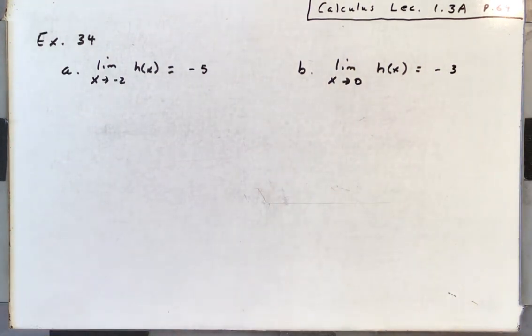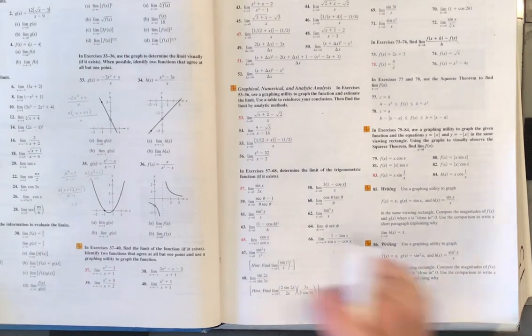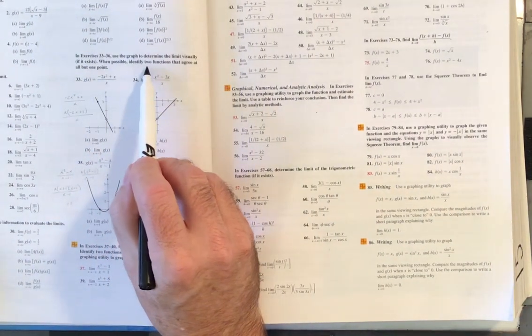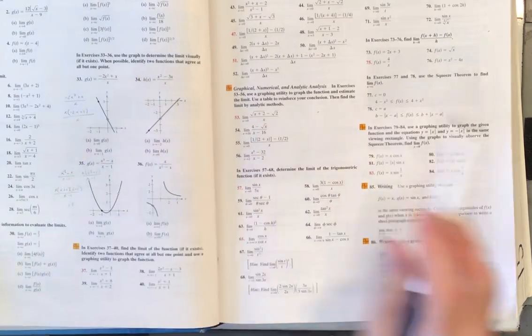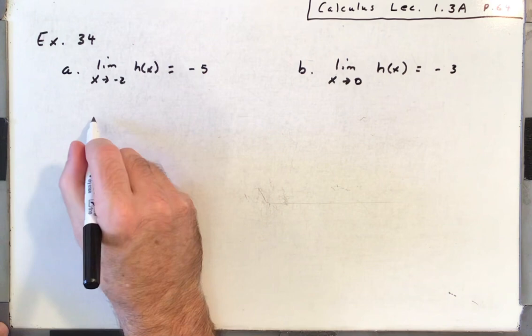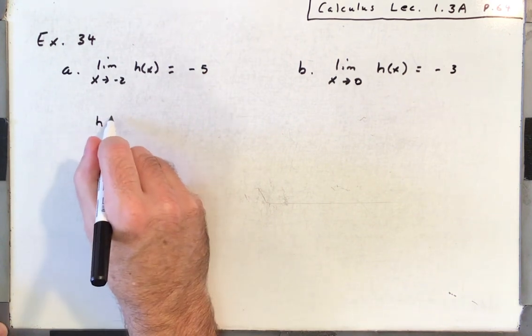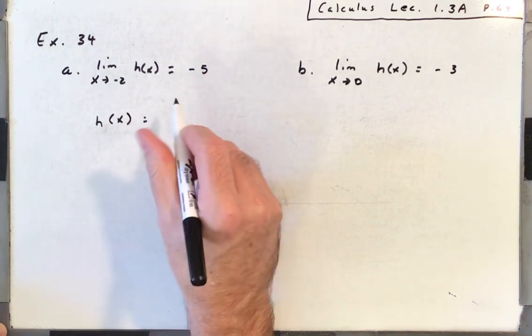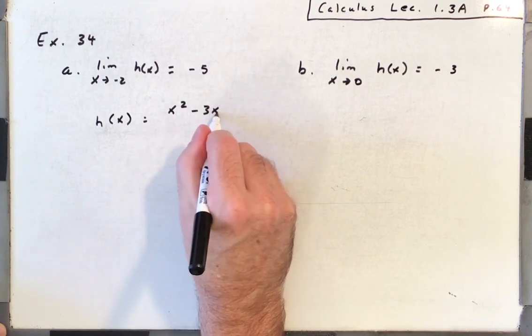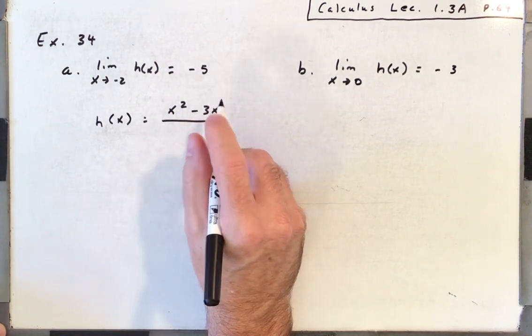Now, the second part of the question says, when possible, and this is some foreshadowing, you're going to have to do a lot of this pretty soon. When possible, identify 2 functions that agree at all but one point. So they tell us the function is h of x is equal to x squared minus 3x over x.